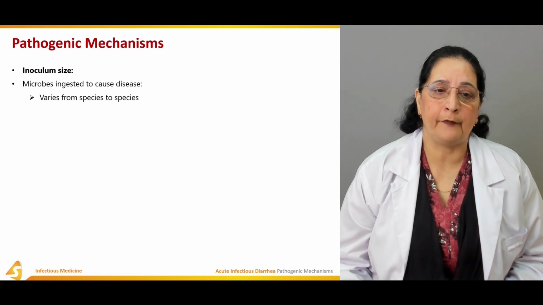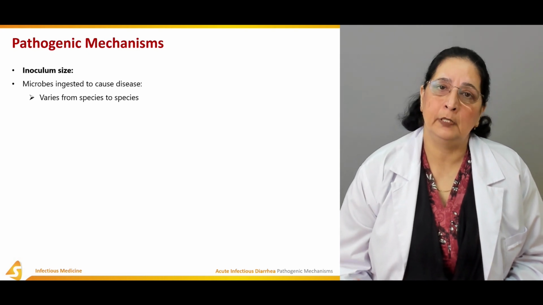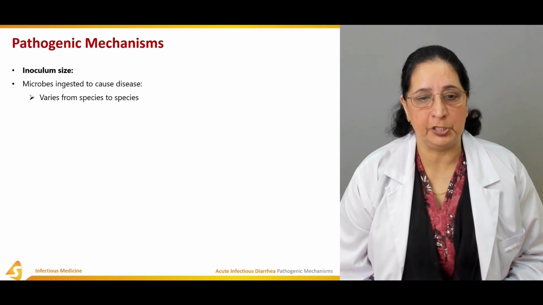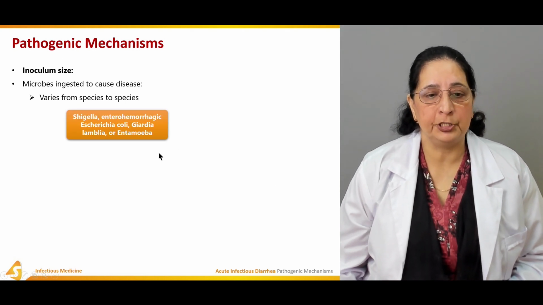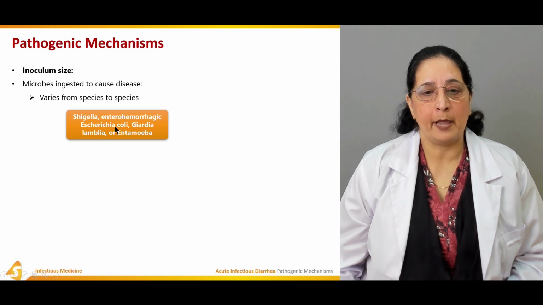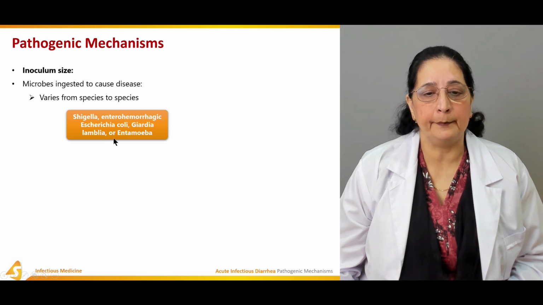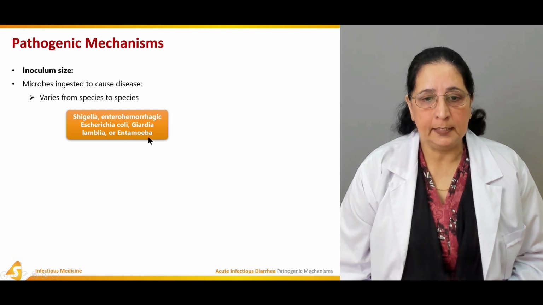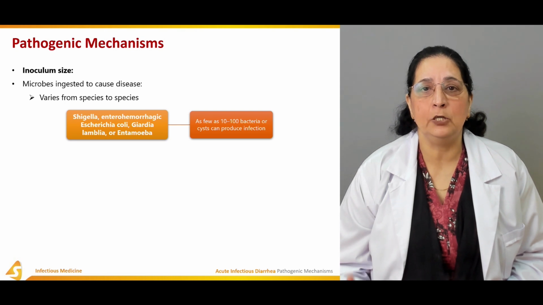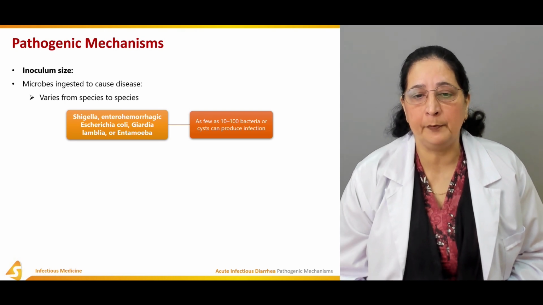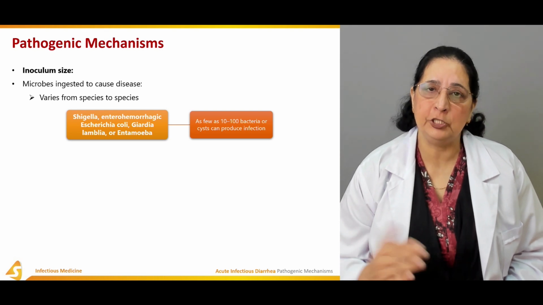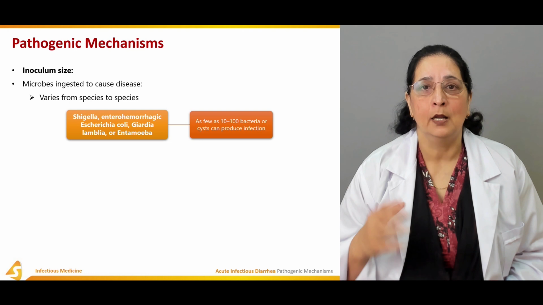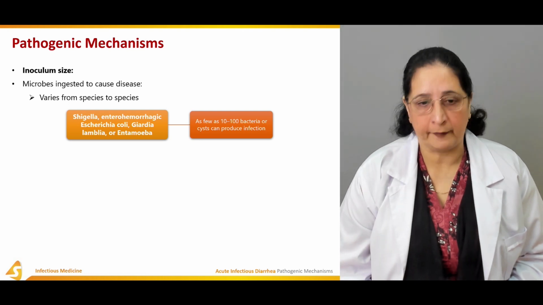We have different doses, it varies from species to species. So the pathogens like Shigella, enterohemorrhagic E. coli, Giardia lamblia or Entamoeba. For these microorganisms only 10 to 100 bacteria or cysts can produce infection. So 10 to 100, it's not a big number required to cause infection.